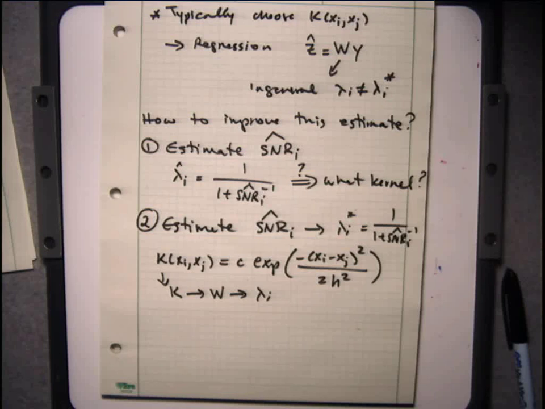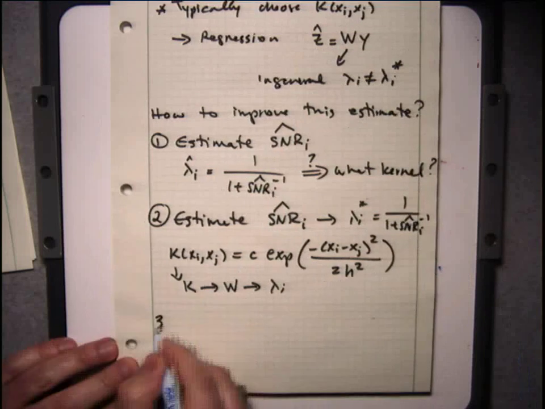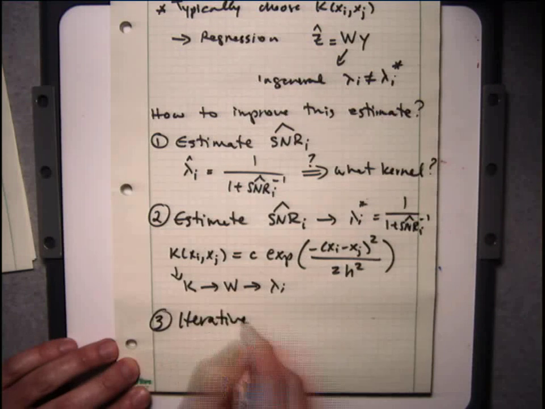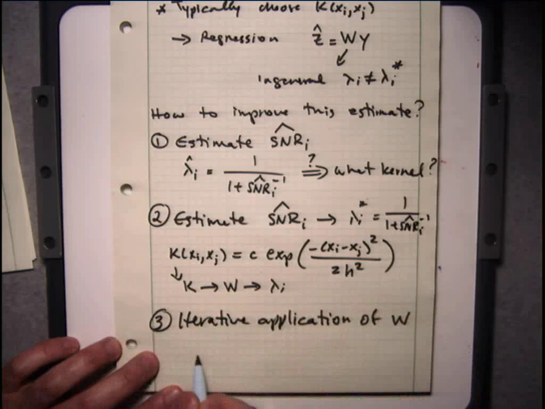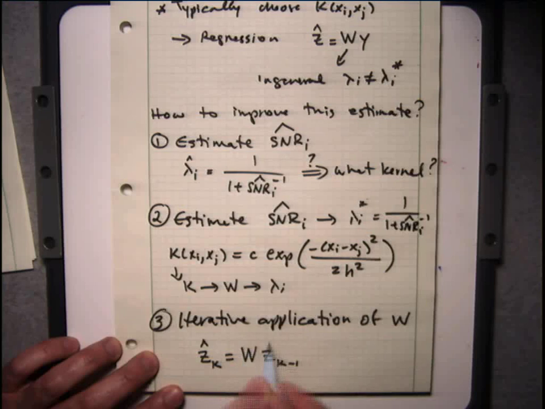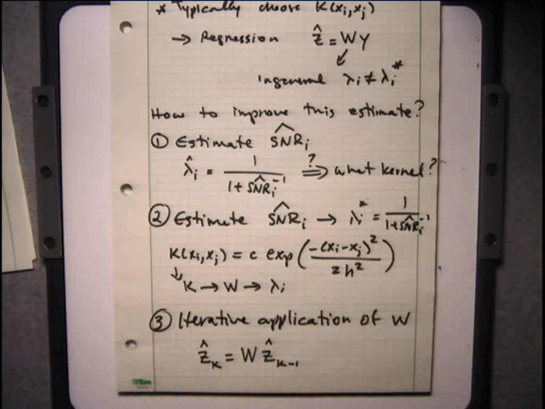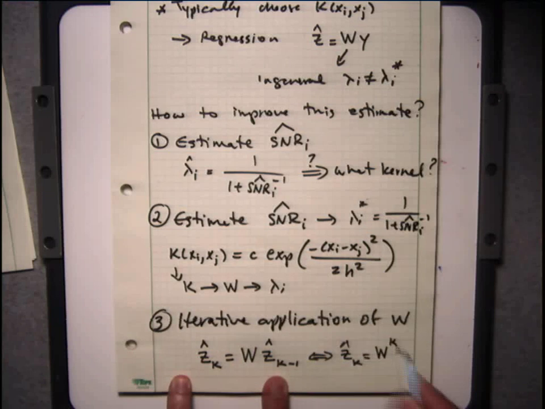Well, if I keep this up forever, eventually what I'm going to get is something useless. Right? Because what this is going to do is it's going to keep averaging the data until at the end, I'm going to get a constant signal back. Right? Nothing terribly interesting. But somewhere between this and that constant signal, something interesting happens. Okay. So the third option is iterative application of W. And what I mean by that is you construct an iteration like this, W times z k minus 1. This is not that different from iterations that we've seen before. The equivalent way of writing this is z hat k equals W to the k times Y. Okay?